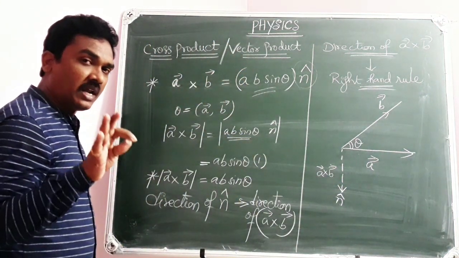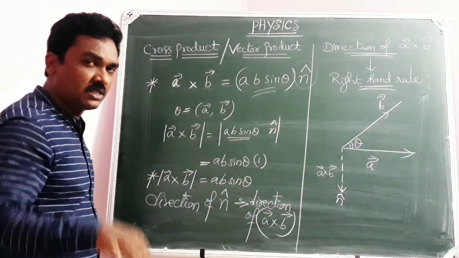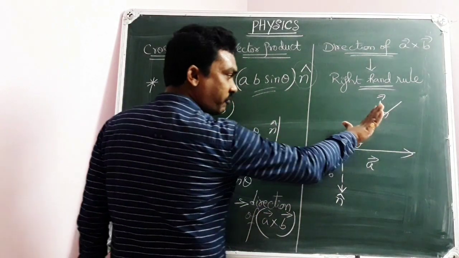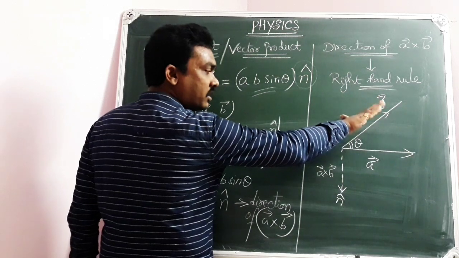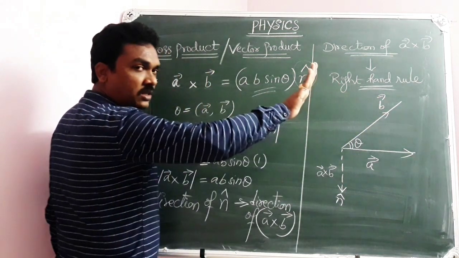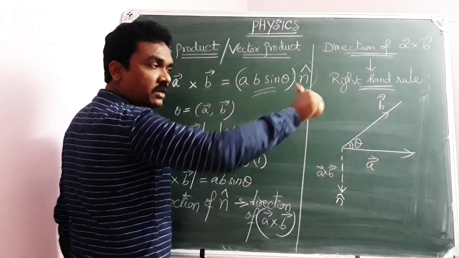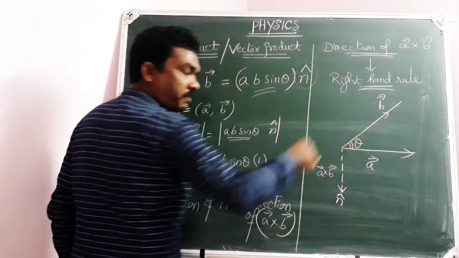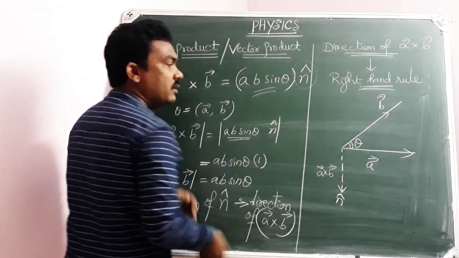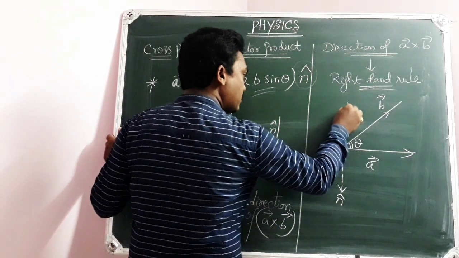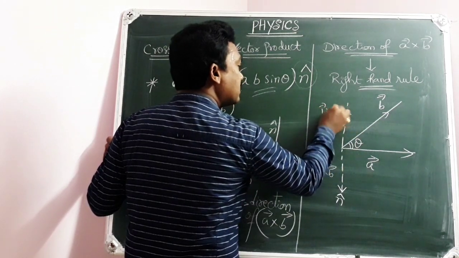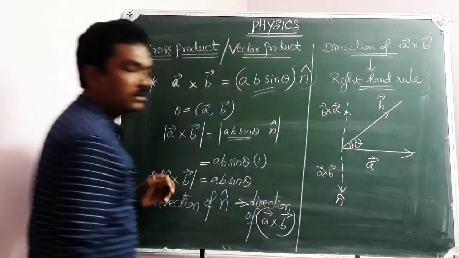Sir, I wish to calculate the direction of B bar cross A bar. Then you have to keep the four fingers of the right hand in the direction of B bar, then curl them towards A bar. So while curling the fingers from B bar to A bar, your thumb will be perpendicular to the plane, but into the plane. Into the plane means, let me draw on the board like this. This will be the direction of B bar cross A bar.